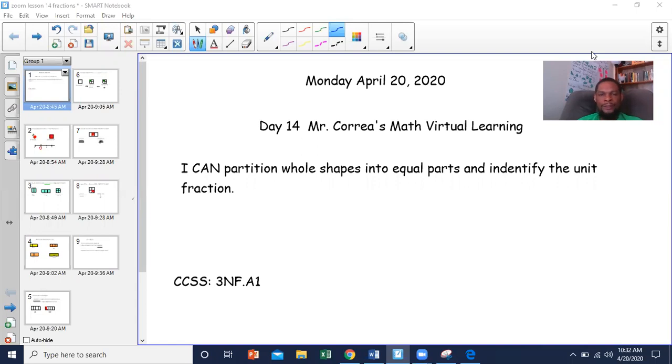Correa's Math Virtual Learning. Scholars, this week we're going to focus on fractions. And today we're going to work on partitioning whole shapes into equal parts and identifying the unit fraction. Let's begin.